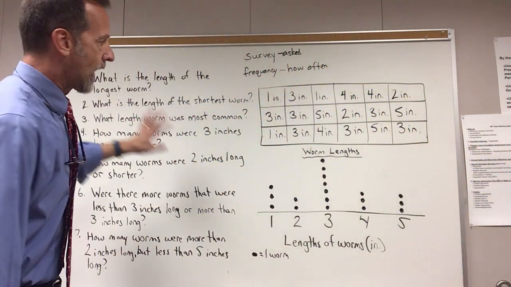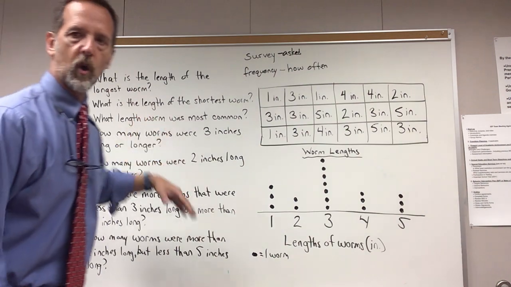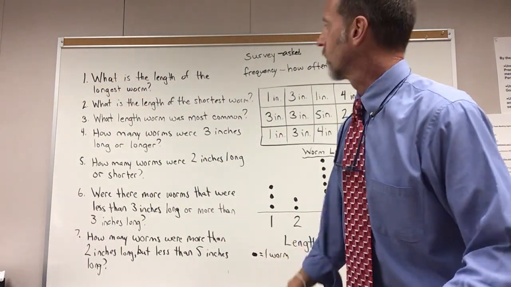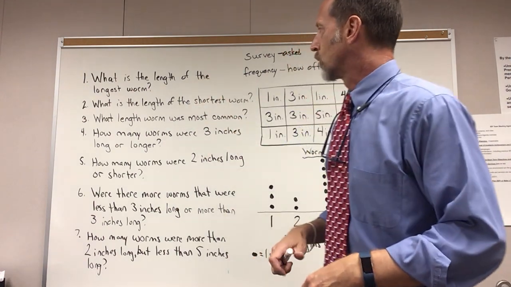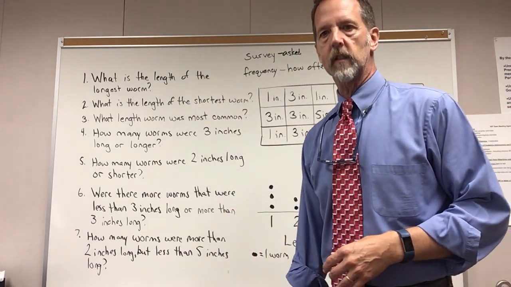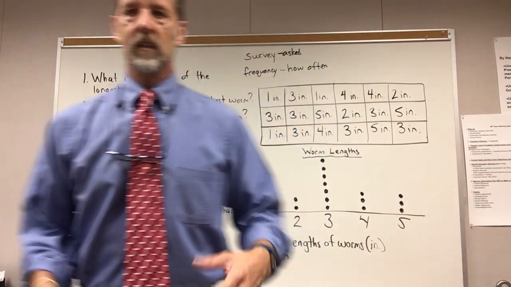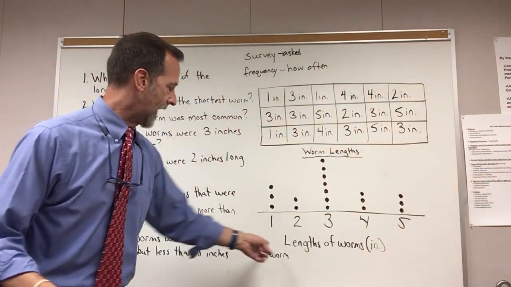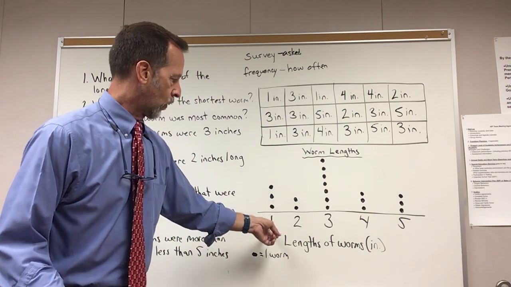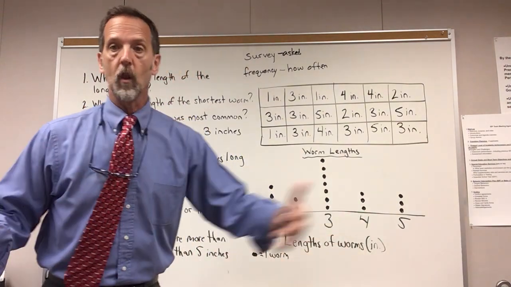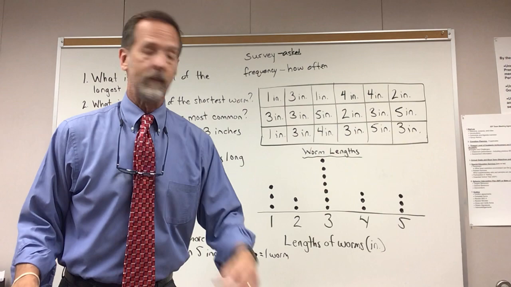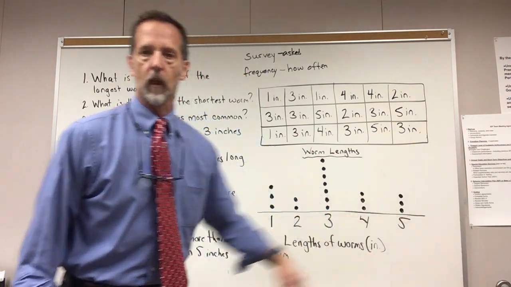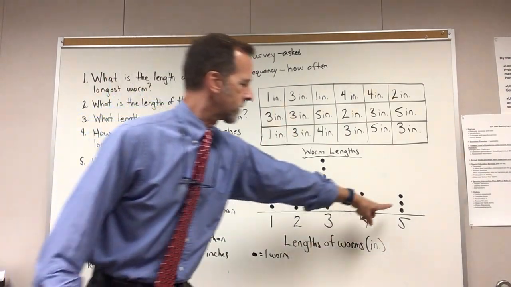So now let's take a look at the questions and let's talk about the kinds of things that you've got to do with these questions to answer them, okay? Number 1 says, what is the length of the longest worm? Well, where do I have the lengths of the worms? They're down here, aren't they? Okay? There's a 1, 2, 3, 4, 5. What's the longest of those lengths? 5, isn't it? And did I have any 5-inch worms? I did. So the length of the longest worms that I pulled out of the ground were 5 inches.